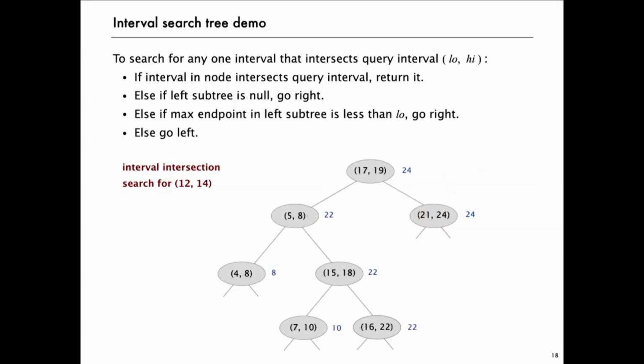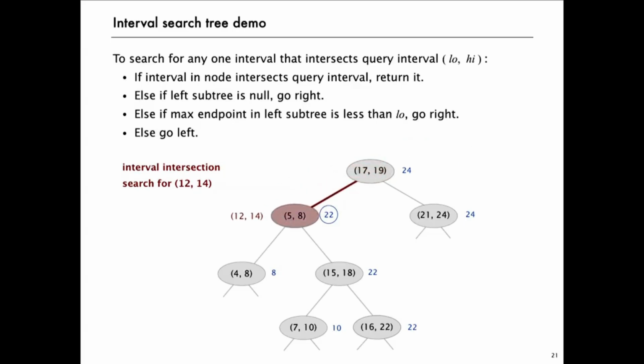Now, on the other hand, let's say that we're looking for 12, 14. No intersection. All the algorithm says is that if you didn't go right, go left. So let's go left. We weren't able to show that there was no intersection on the left, so we're going to go left.